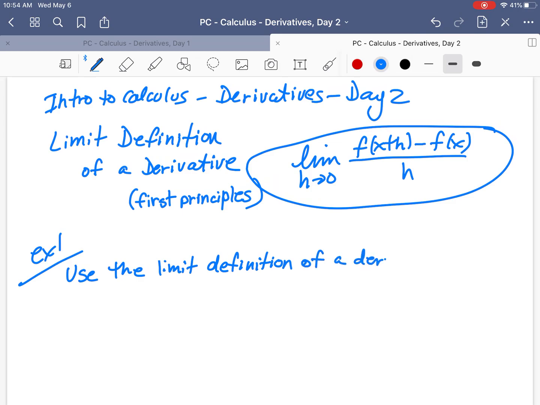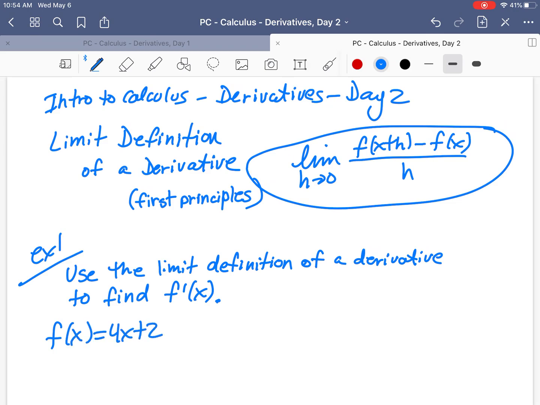So I want to use the limit definition of a derivative to find f prime of x. So remember, f prime of x means a derivative. And so here is my f of x. So f of x is 4x plus 2. So, it's a line, so the slope is always 4. So you know that the answer is going to come out to 4 here.